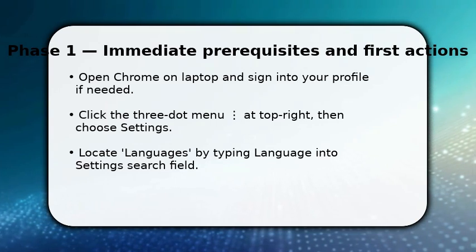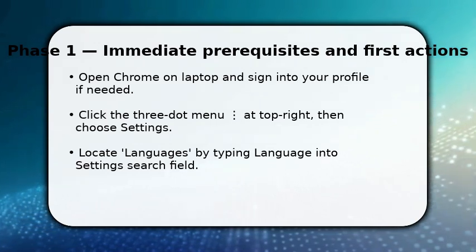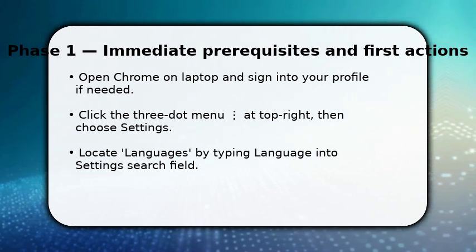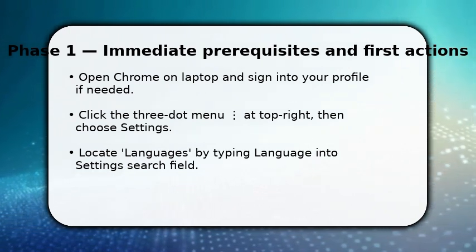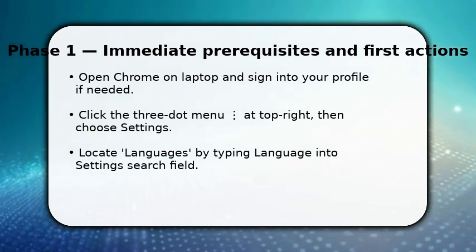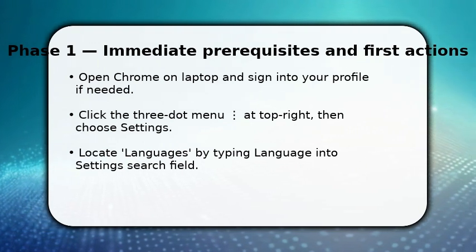You're changing Chrome to English now. Make sure Chrome is running and you're on the laptop profile you use. Click the three-dot menu at the top right and select Settings, and once in Settings, type Language in the Settings search box to jump straight there. This saves time and avoids digging through menus.